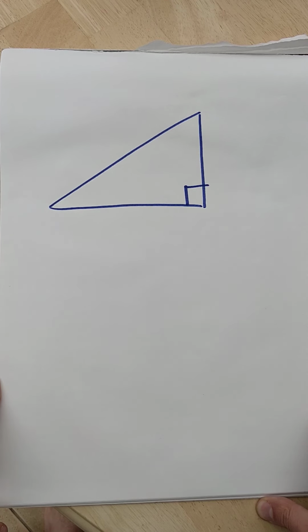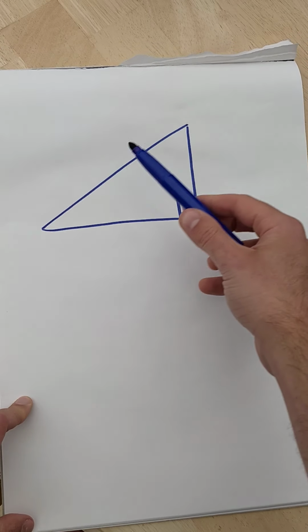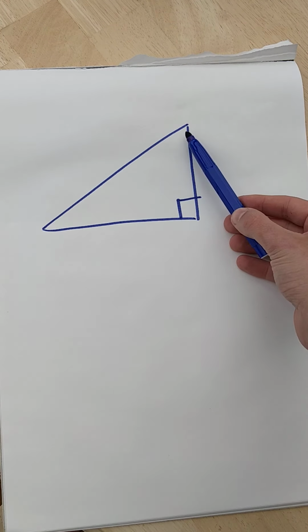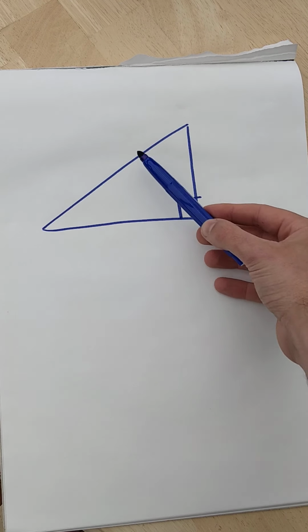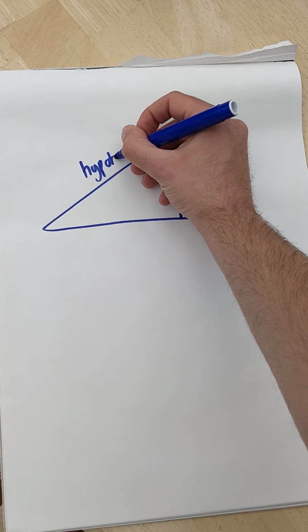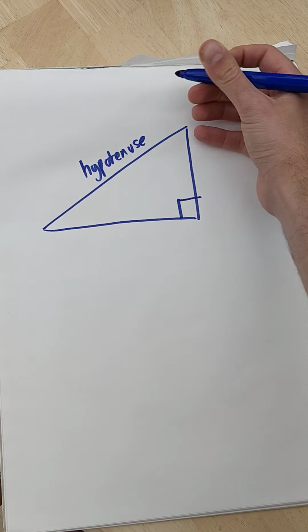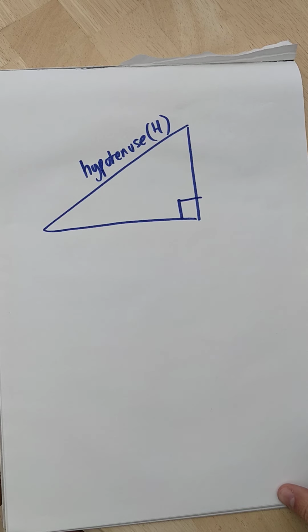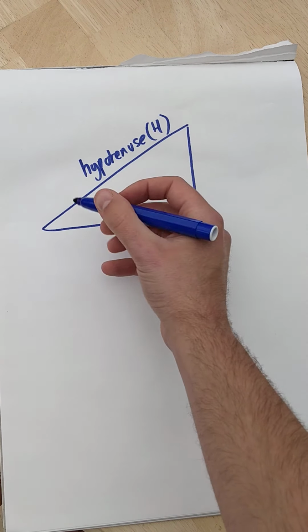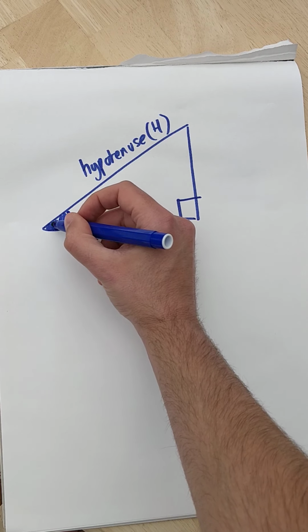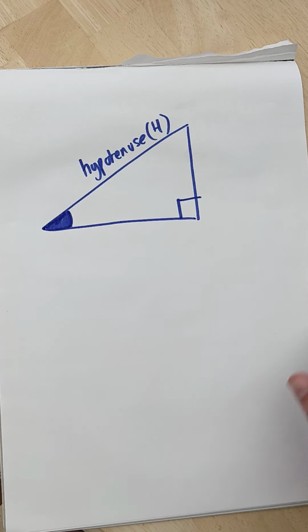Now, from Pythagoras, you will know that the longest side of a triangle, the side that is always opposite the right angle, is the hypotenuse. And I'll label that H just to make it a little bit easier. Okay. Now let's say we've got an angle there.